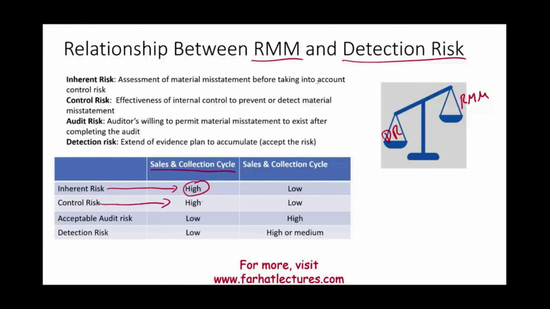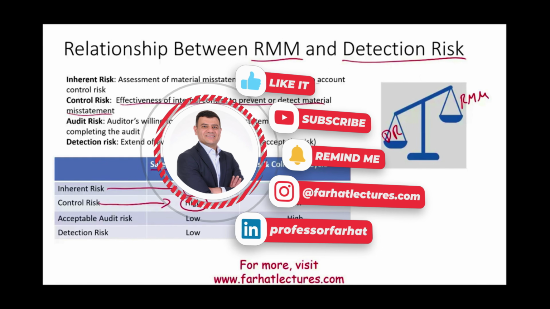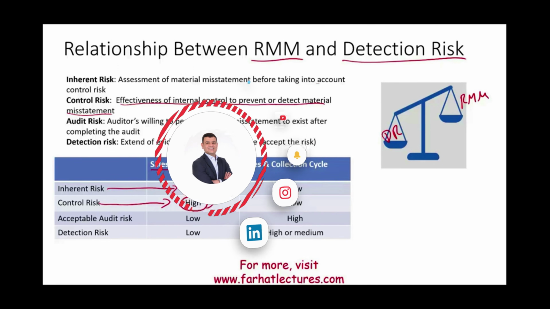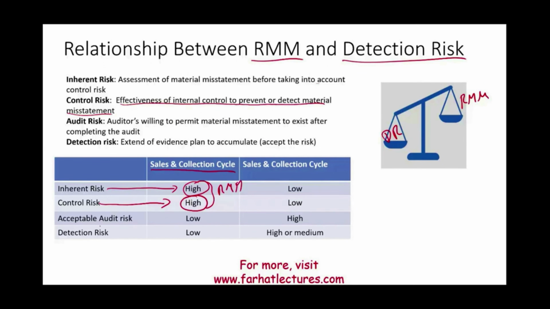Also, let's assume the control risk for this cycle is high. If the control risk is high, it means the effectiveness of the internal controls is not as good. They don't have a good internal control. So RMM is high. If RMM is high, and I'm willing to accept only a low audit risk, because I don't want to take a lot of audit risk, obviously, since RMM is high, then my detection risk is low. So notice, RMM is high, detection risk is low.